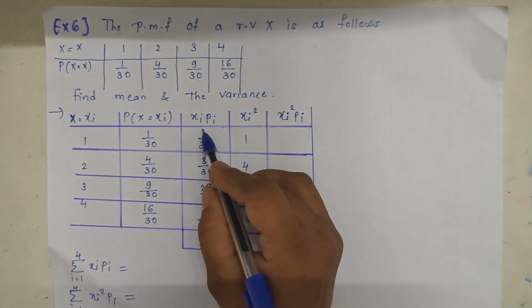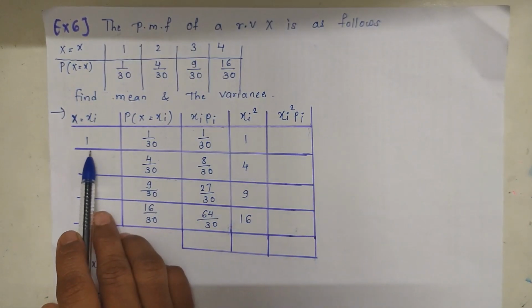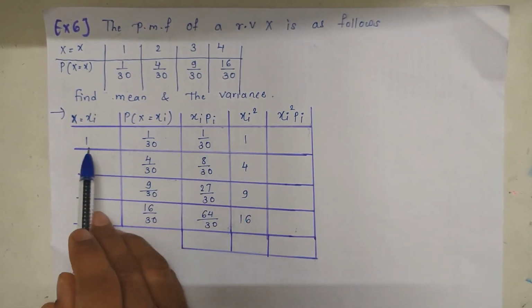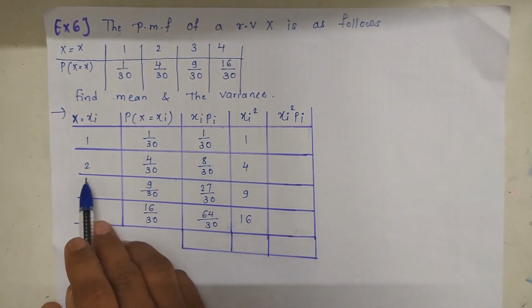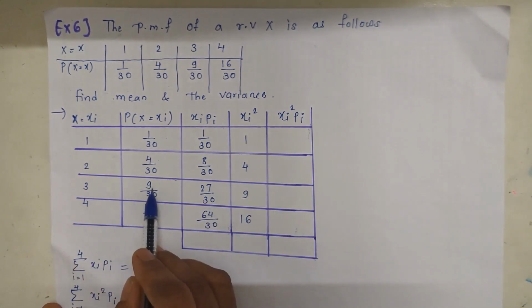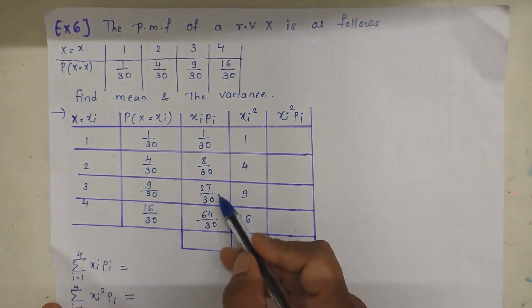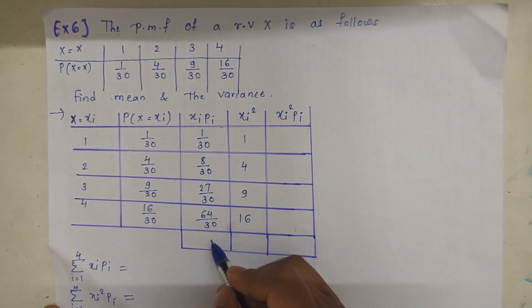Now the next column, the product xi pi. We can write the product xi into pi: 1 into 1 by 30, 1 by 30. 2 into 4 by 30 is equal to 8 by 30. 3 into 9 by 30, 3 into 9, 27 by 30. 4 into 16 by 30 is equal to 64 by 30.